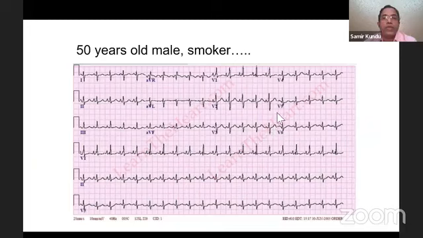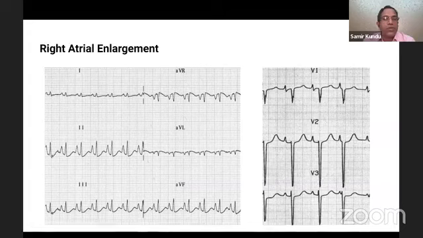This is a 50-year-old male smoker. The ECG shows tall peaked P waves in leads 2, 3 and aVF and also V1. There is also a tall R wave in V1 and right axis deviation. These are the typical features of right atrial enlargement, in this patient of COPD with cor pulmonale: the tall peaked P wave, right ventricular hypertrophy and right axis deviation. This is the tall peaked P wave in lead 2 and lead V1. This is right atrial enlargement.